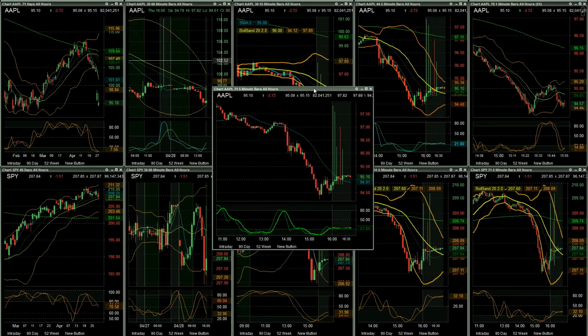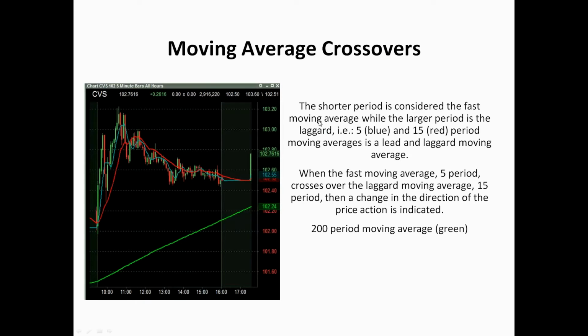All right, so now, moving averages. So the moving averages we want to be using, guys, just adding the webinar again. Okay, so we want to be using the 5, 15, okay, and 200. 5, 15, and 200. Now, we don't really care about moving average crossovers. Everyone knows about moving average crossovers.